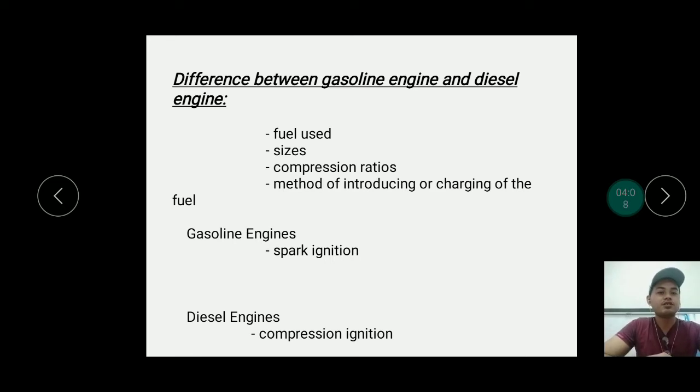So the gasoline engine uses spark ignition, while the diesel engine uses compression ignition. Gasoline engines do have spark plugs, while diesel engines do not. When you compress the air, the air increases its temperature. When the temperature is high and you introduce the fuel, then combustion occurs.